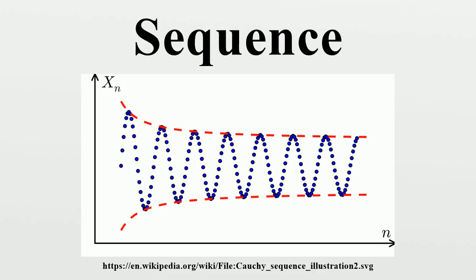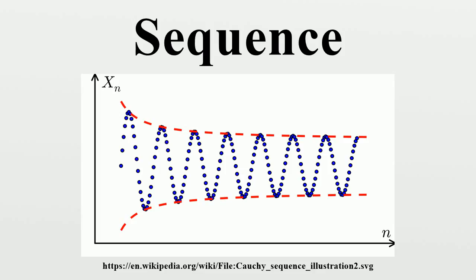Likewise, if, for some real m, a_n ≥ m for all n greater than some N, then the sequence is bounded from below and any such m is called a lower bound. If a sequence is both bounded from above and bounded from below, then the sequence is said to be bounded.